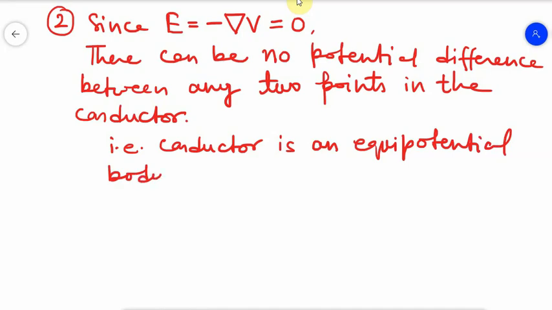Equipotential body. If somebody asks you for an example of an equipotential body, you can say that a conductor is an equipotential body because there can be no potential difference between any two points in the conductor. So these are the assumptions for a perfect conductor, not for every conductor. For a practical conductor it is not possible, but for the perfect conductor these are the assumptions. This is a very important assumption, because in a perfect conductor we assume that there is no potential drop if we move from one point to another point on the conductor.